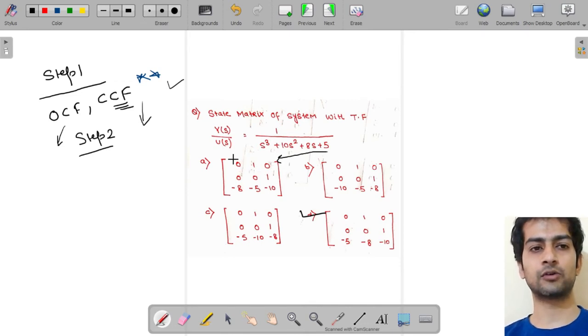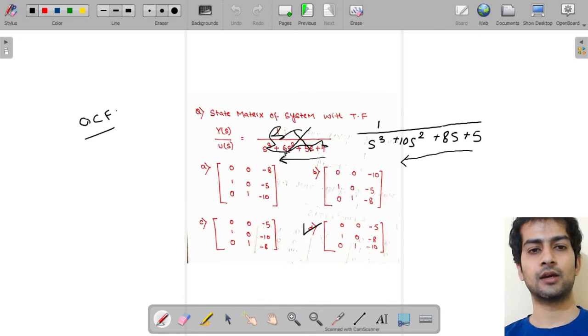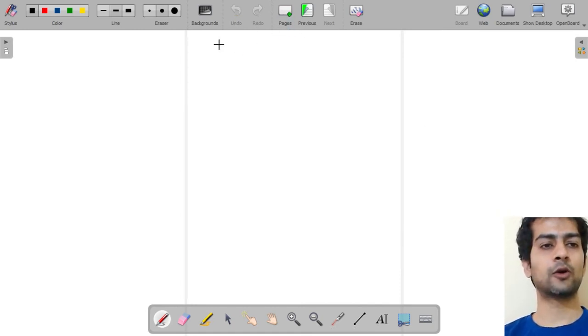Suppose you found that it is in CCF, but you don't know how to represent a transfer function in CCF, but you know how to represent a transfer function in OCF. Then you represent this transfer function in OCF, take its transpose, and you will get the result. Fine. Similarly, first you have to identify whether it is OCF or CCF. If you have identified that it is OCF, but you don't know how to represent a transfer function in OCF, represent it in CCF. You must know one of them, and then take the transpose and you will get OCF. So I hope this is clear.